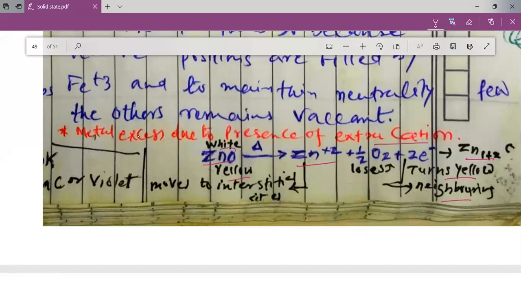This turns yellow in color and the electron goes to the neighboring interstitial site. This is how the color of zinc oxide, which was white, turns yellow, and this defect is known as the metal excess due to the presence of extra cation.